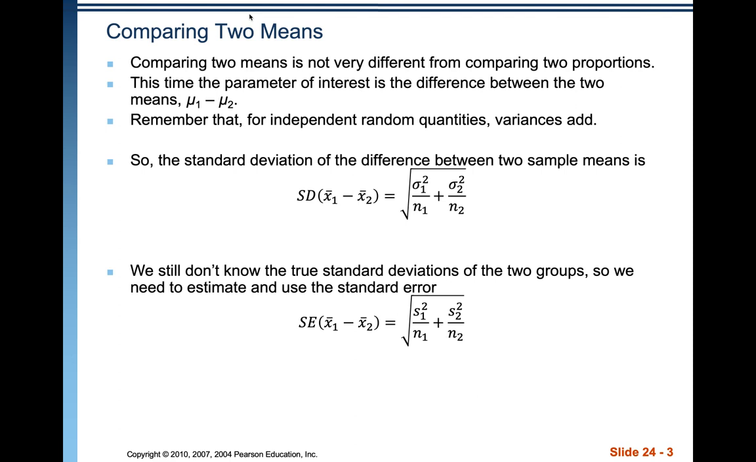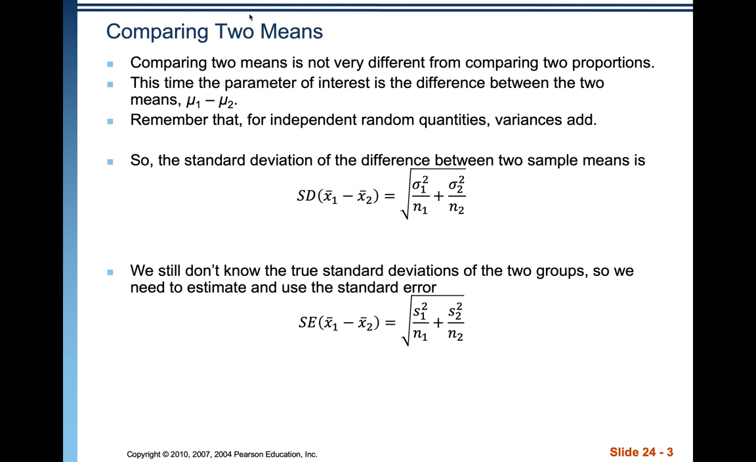Statistics. So comparing two means is not that much different than comparing two proportions, but this time our parameter of interest is the difference between the two population means, mu1 minus mu2. Remember that for independent random quantities, variances add. So the standard deviation of the sampling distribution of the difference between two sample means is going to equal the square root of the sum of the variances of the sampling distribution of each of those sample means.